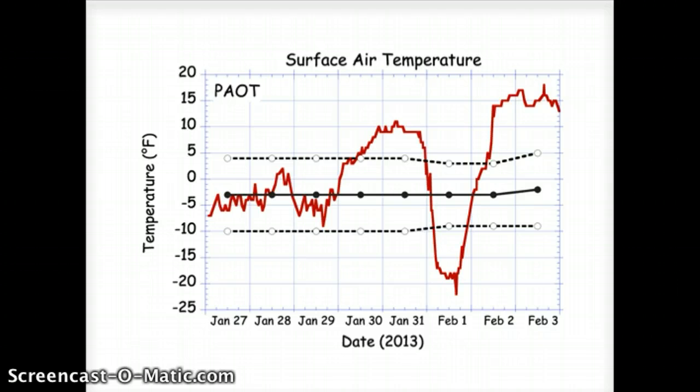First, we're going to look at the surface air temperatures from January 27th through the 3rd. As you can see in the beginning of the week, we have relatively similar temperatures with an increase January 30th through the 31st, a drastic decrease on February 1st, and also increasing to the high teens February 2nd through February 3rd.